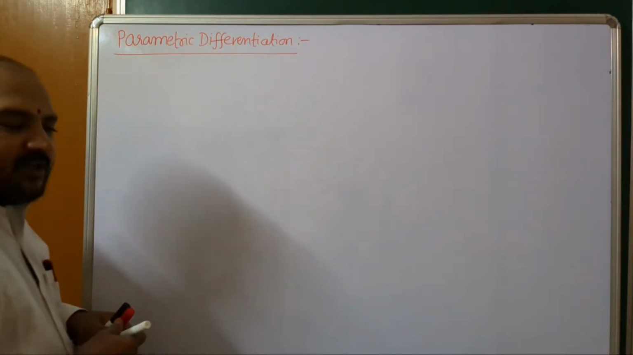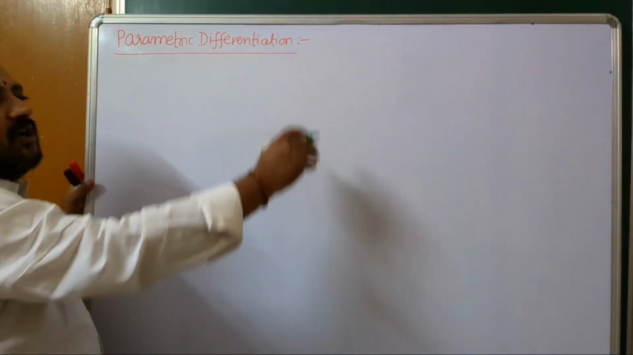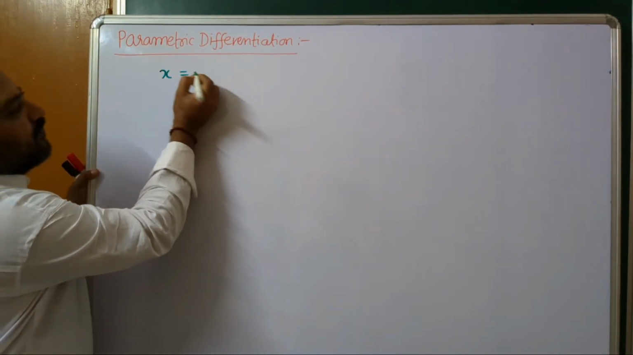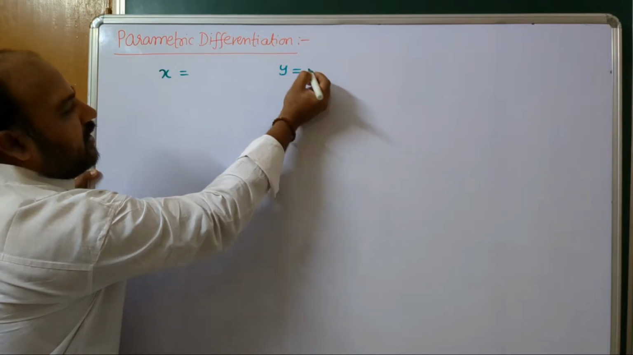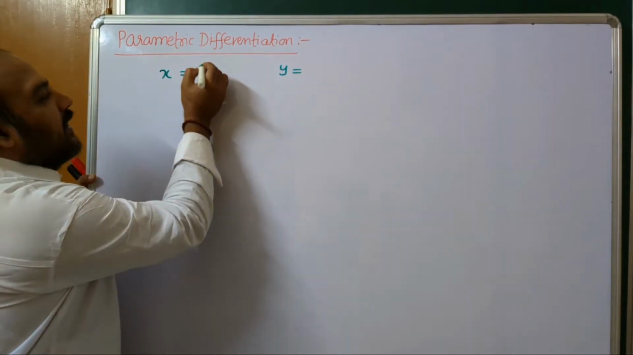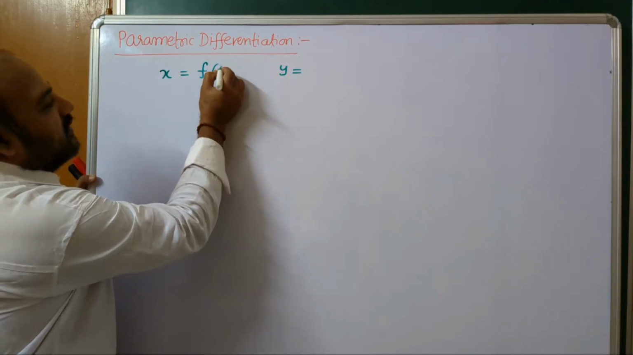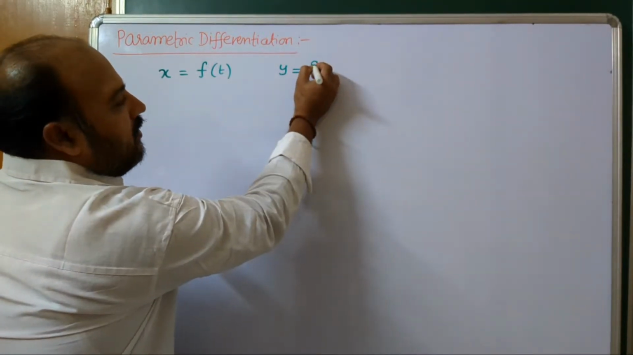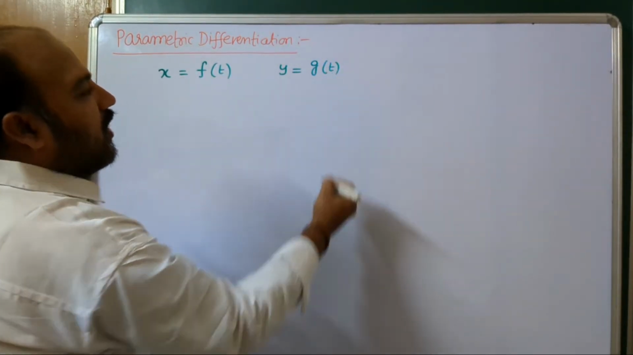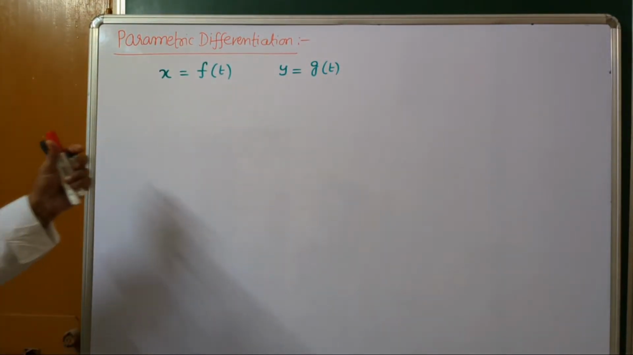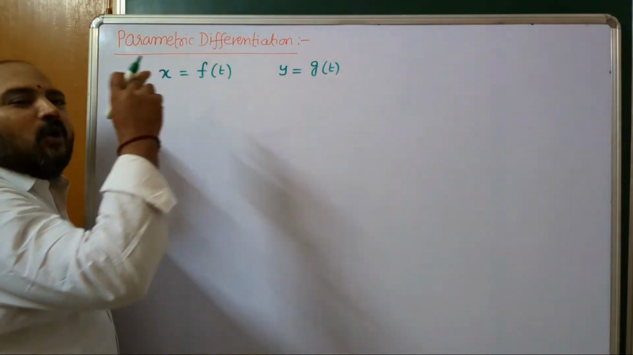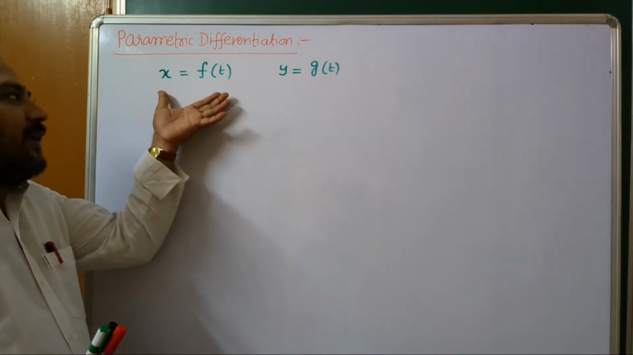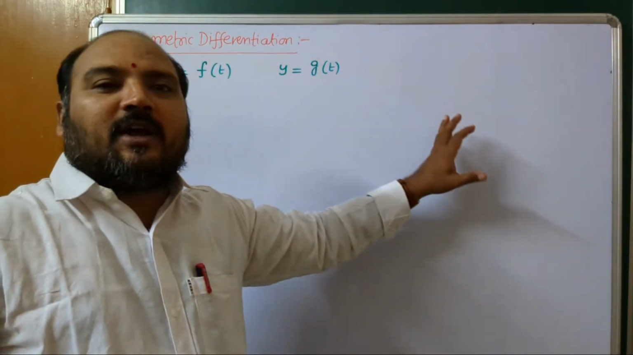So first listen carefully. Parametric differentiation means the variables x and y are there. The x variable is a function in terms of t, and y is also a variable that is a function in terms of t. One is f of t, another one is g of t. t is a parameter. Parameter is a constant. So the x value is f of t, and the y value is g of t.